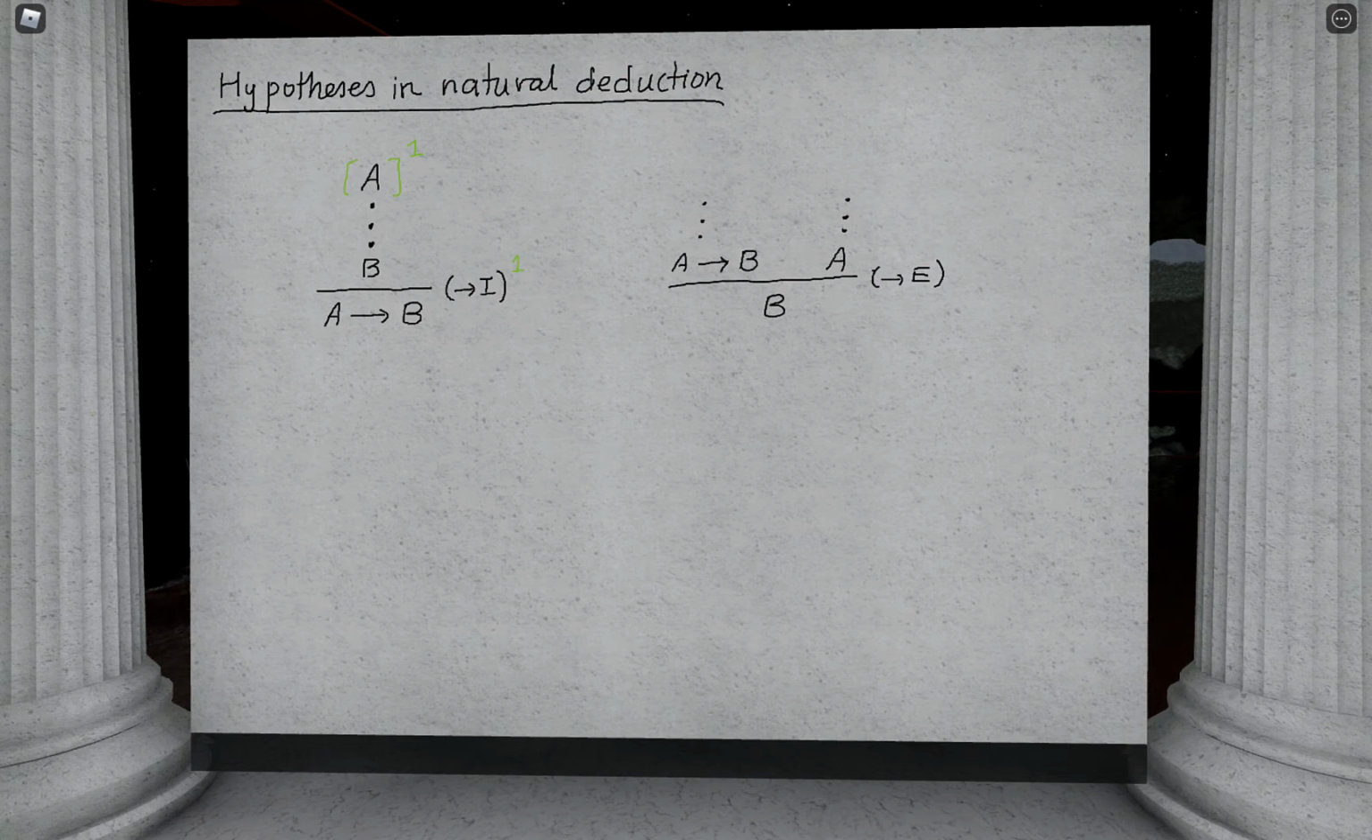Okay, so discharging can make use of none or one or more than one copy of A. So I'll give you some examples in a moment.